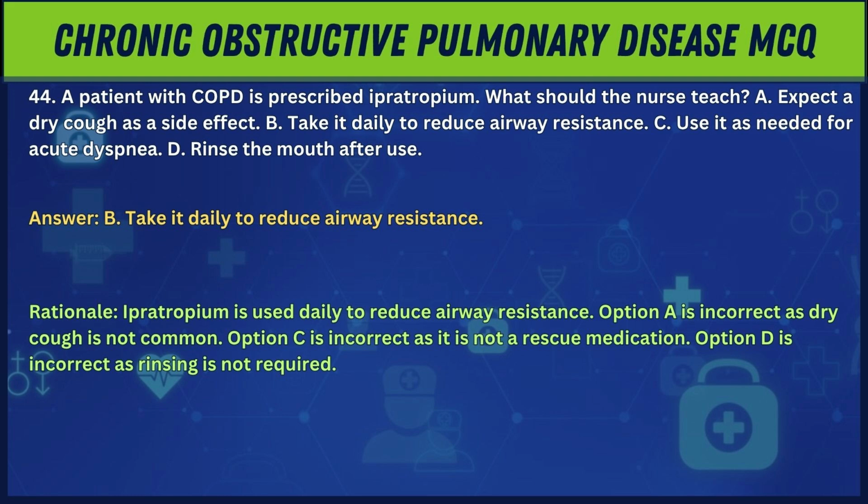Answer: B. Take it daily to reduce airway resistance. Rationale: ipratropium is used daily to reduce airway resistance. Option A is incorrect as dry cough is not common. Option C is incorrect as it is not a rescue medication. Option D is incorrect as rinsing is not required.